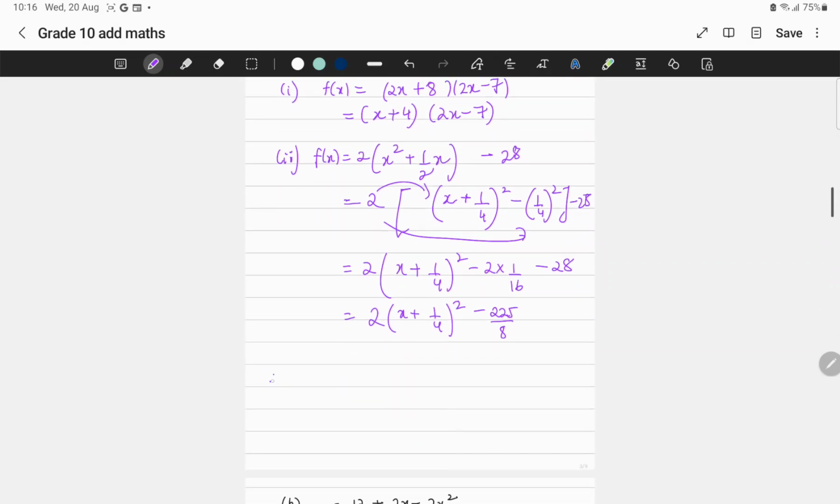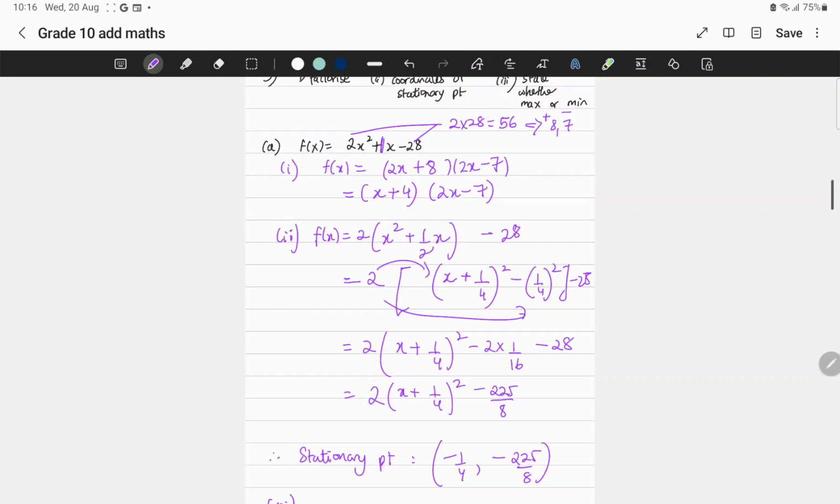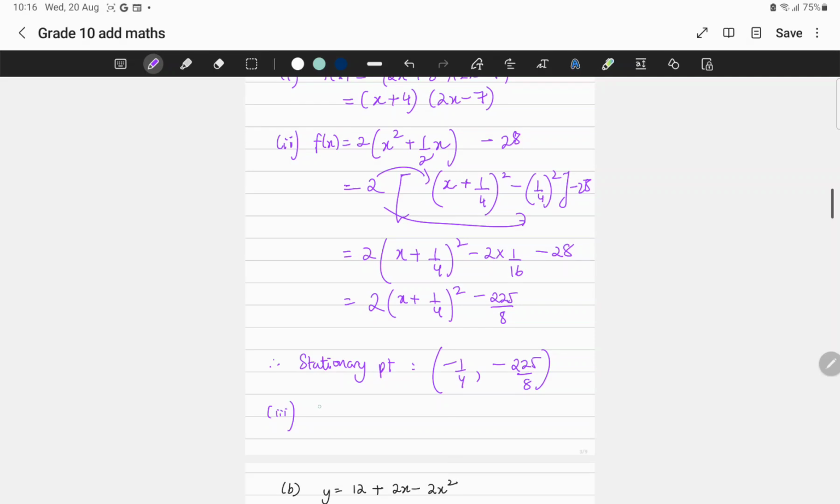And the answer, the stationary point coordinates, will be minus 1/4 and minus 225 over 8. And the next part is to state whether it is a maximum or minimum. The fact that the number in front of x squared is positive, we're going to say since the coefficient of x squared is positive, it is a minimum. If it is negative, then it becomes a maximum.